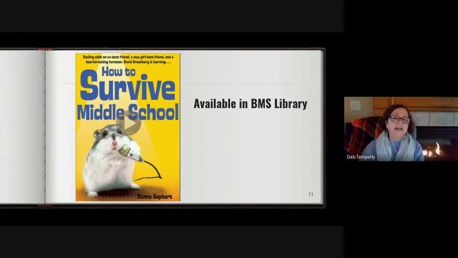And the graphic that I have up here while I'm reading is How to Survive Middle School by Donna Gephardt. This book is in the Bettendorf Middle School Library collection. So if you do read Lily and Duncan on Mackenvia and you want to read another book by this author, this is something that you could look into over the summer, or you could check out in the fall when you return to school.